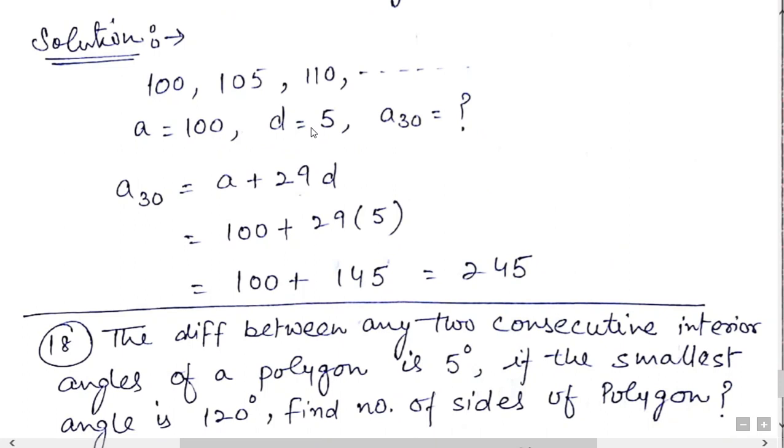First value is 100. Common difference is d. Simply calculate a30. A plus 29d. 100 plus 29 into 5. It's 145. The answer is 245.